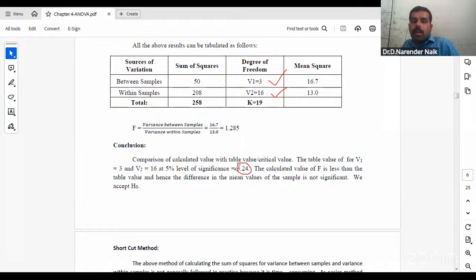So this 3.24 should be compared, whether it is less than or greater than the value we got, 1.285. The calculated value of F is less than the table value, and hence the difference in the mean values of the samples is not significant. We accept H naught. In this way, we need to write the answer.